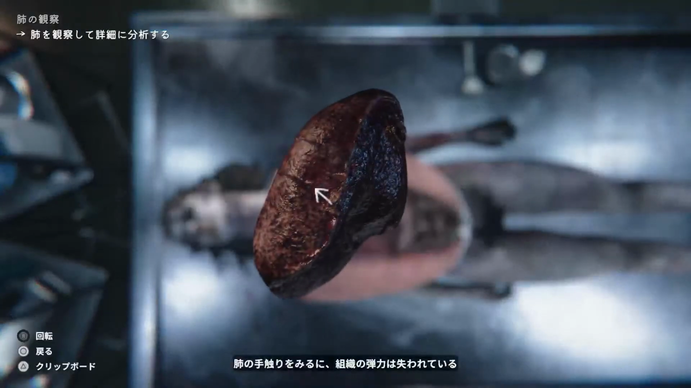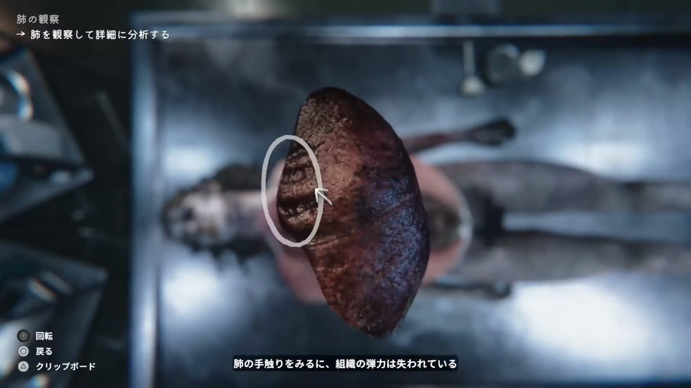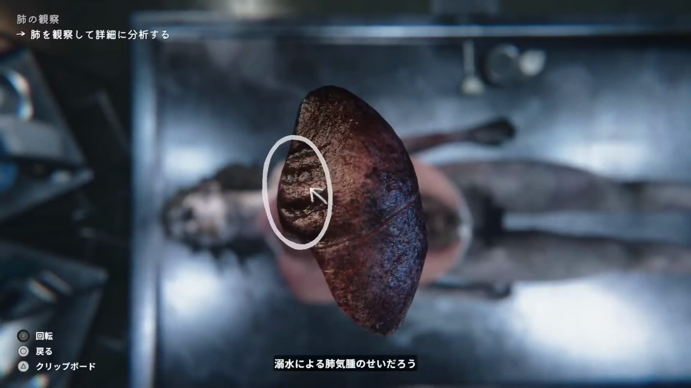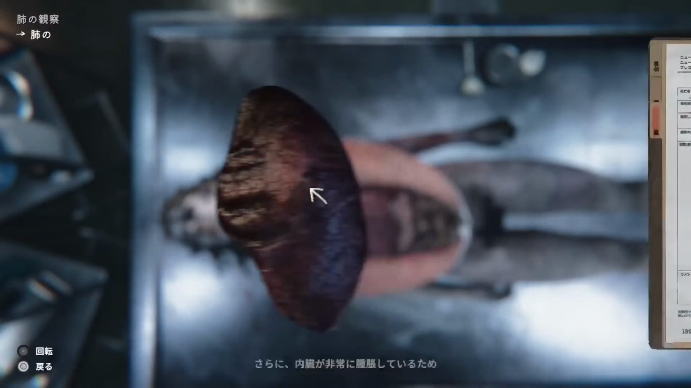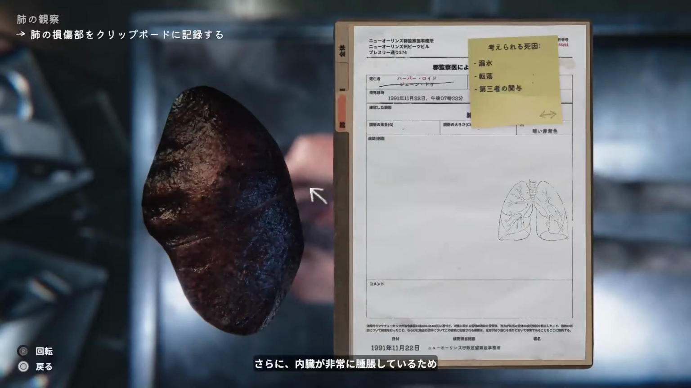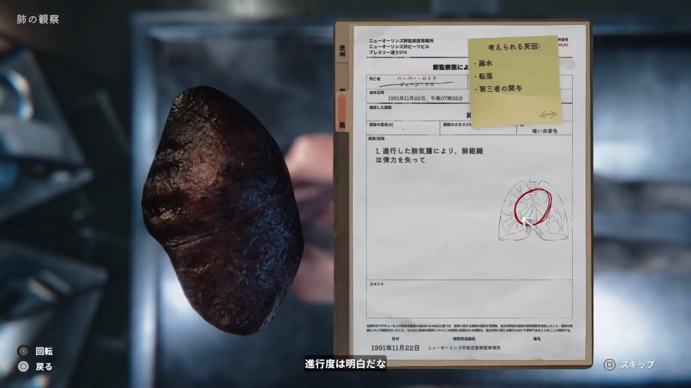Taking the lungs in my hand, I feel that the tissues have lost their elasticity, which is the result of water emphysema. In addition, there is significant swelling of the organs, and as a result, we have a nice imprint of the ribs. The emphysema itself, it's clear how far it's progressed, which is characteristic of drowning.